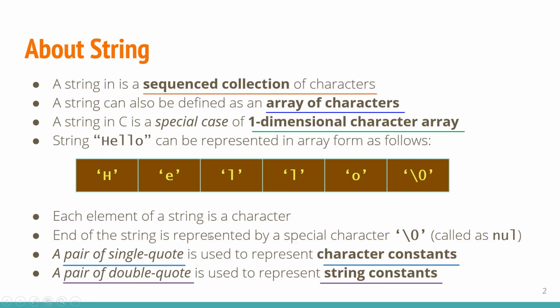It is very important at this stage to note that there is no built-in data type called string in C. This is in sharp contrast with other high-level programming languages like Python, which has a direct data type called string. So string handling in such programming languages is very trivial. However, in C, since there is no built-in data type called string, we have to handle strings in a special way, as one-dimensional character arrays. So all the representations that we saw with respect to one-dimensional arrays also hold true with respect to strings.